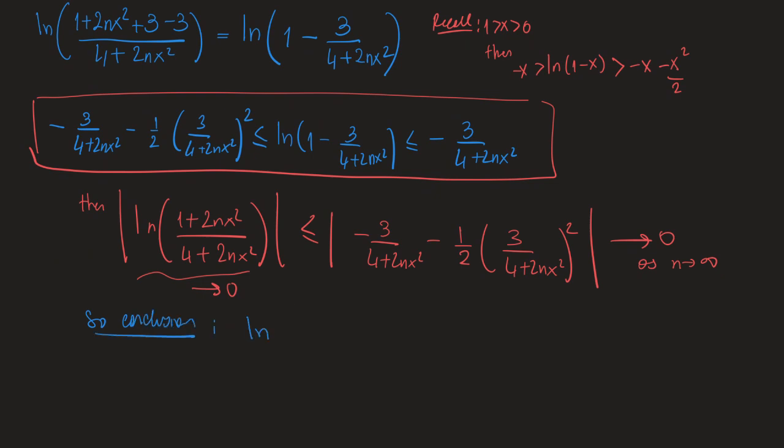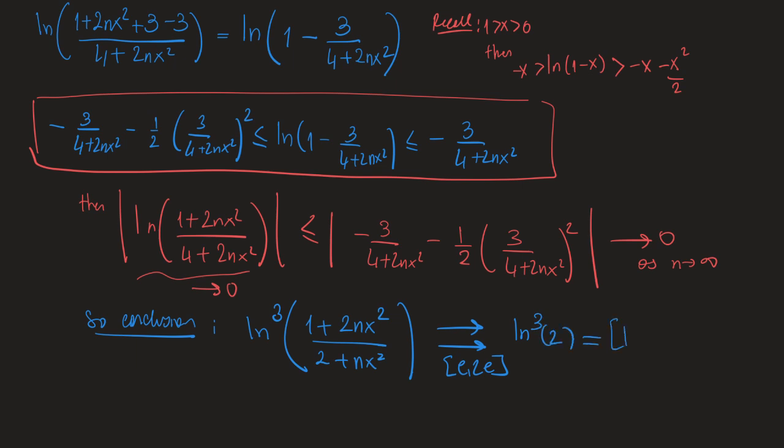This ln, what was the function? Let me just see. ln cube of (1 plus 2nx square over 2 plus nx square) is uniformly convergent to ln cube 2, or if you confuse yourself, ln 2's cube. Since it is uniform and everything is continuous, of course this is a constant, so it is also continuous, so it remains integrable.